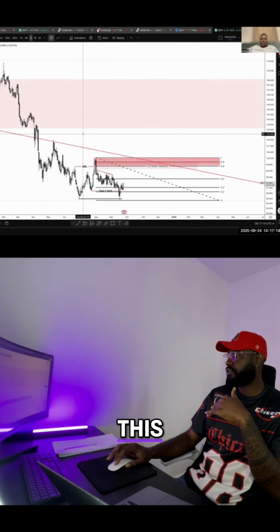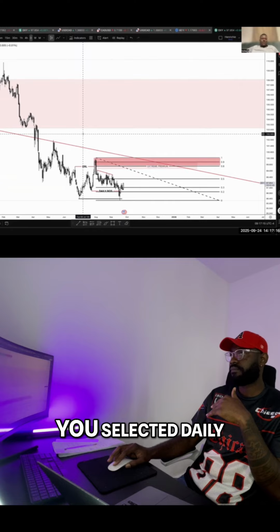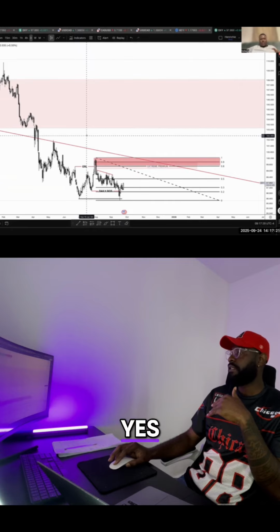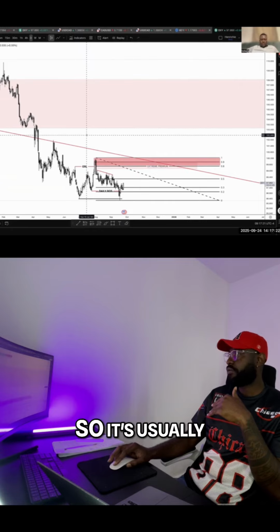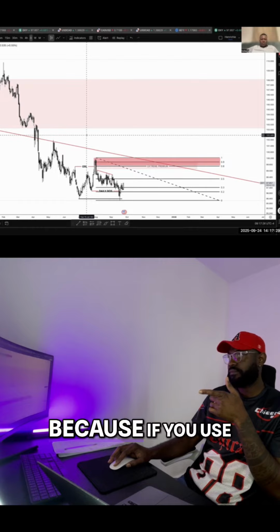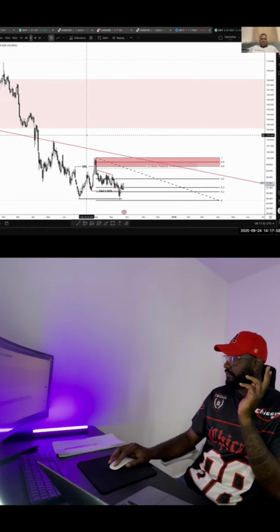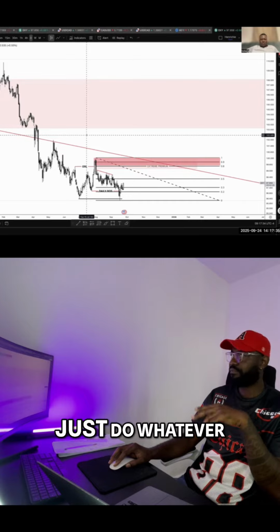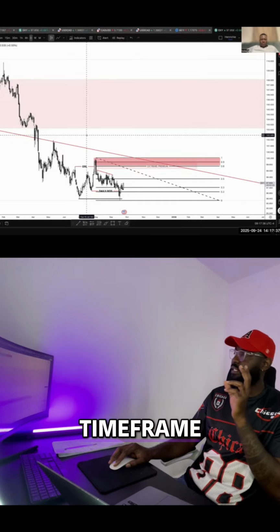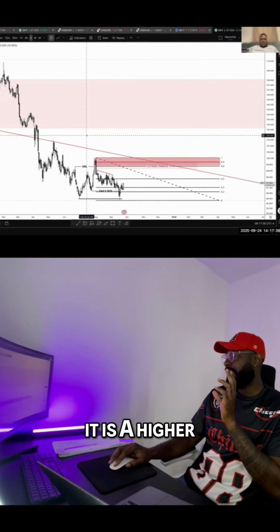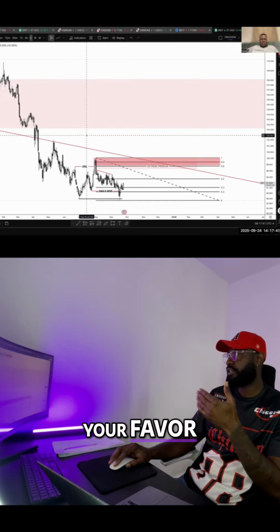And to determine this, you selected daily for your interest. Yes. It's usually better for you to use a higher time frame as your point of interest if you want the trade to be higher probability. Because if you use a lower time frame, price can easily run that high, run the low, just do whatever. But when you're using a higher time frame, it is a higher probability to go in your favor, in your direction.